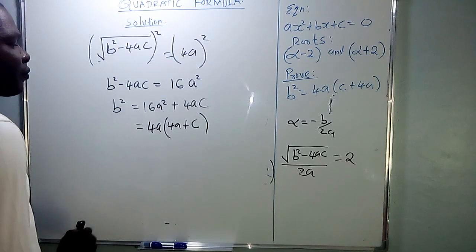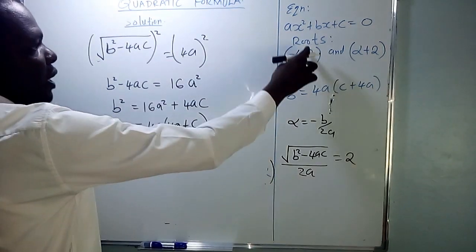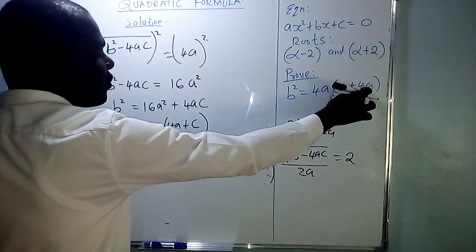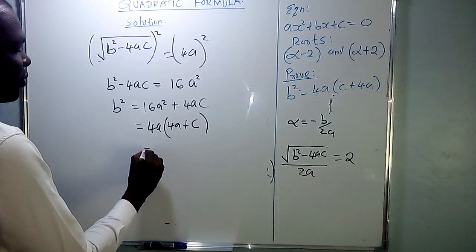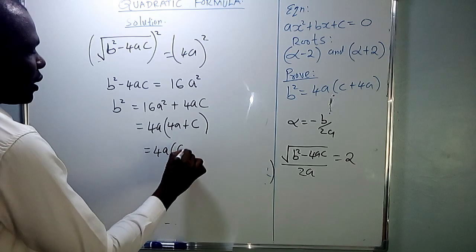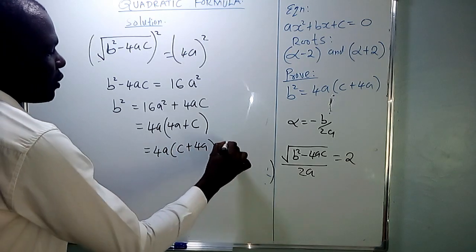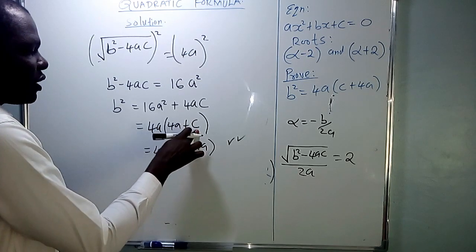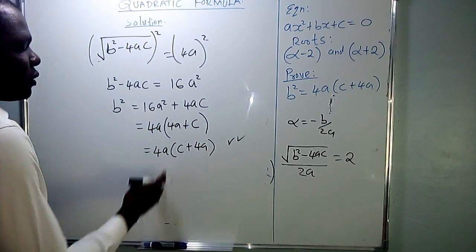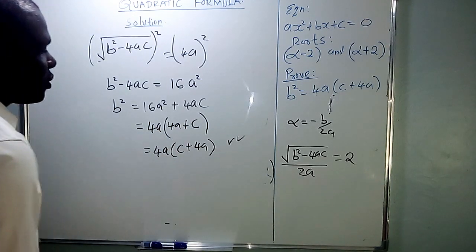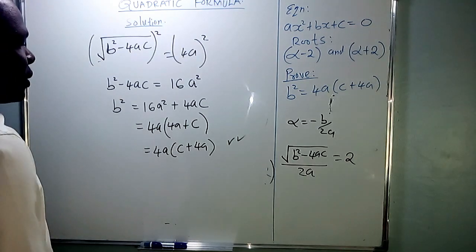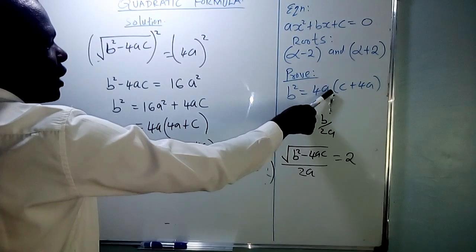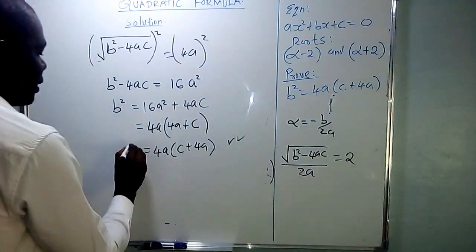You are told to prove that b squared is equal to 4a into c plus 4a. You just swap the terms inside the bracket, and then you prove what is required. So this is c plus 4a, and 4a plus c is the same as c plus 4a. You just swap to meet the standard of the equation you are told to prove. Are you seeing that? You are told to prove that b squared is equal to 4a into c plus 4a. Are you together?